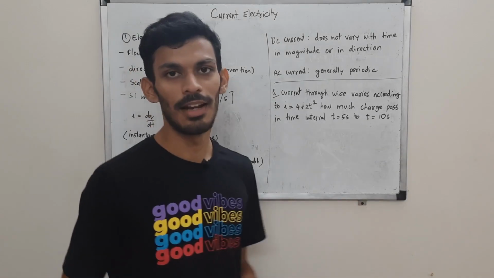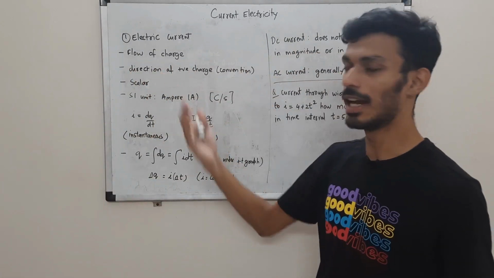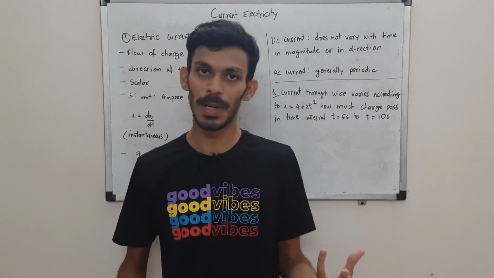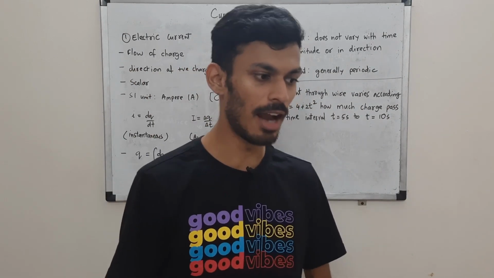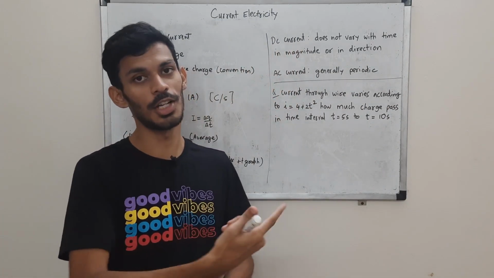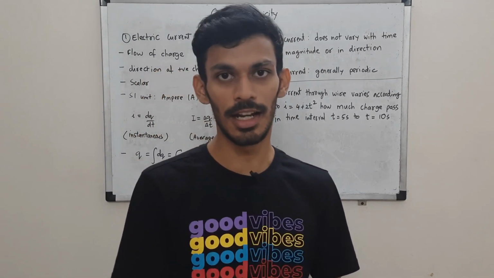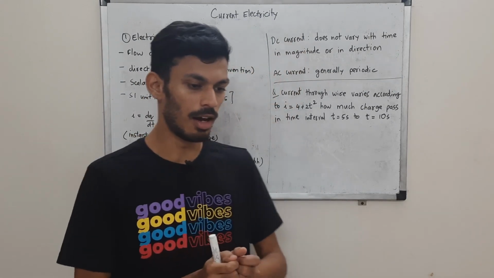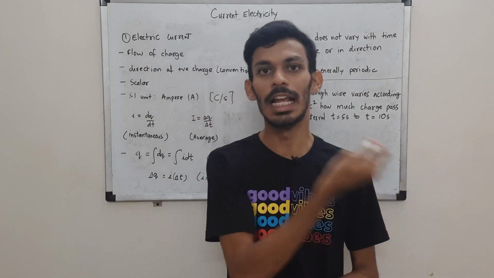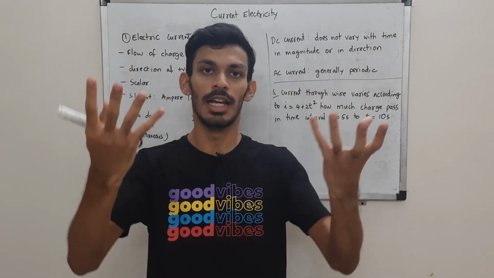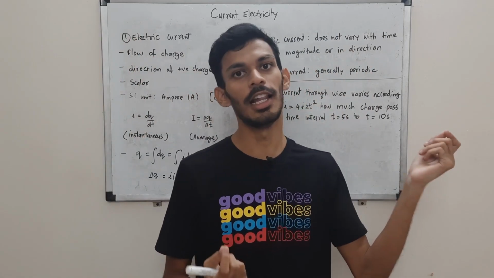So the first topic that we will be dealing with today is electric current. Electric current, as you might know, is basically flow of charge, right? And we choose the direction of the positive charge to be the direction of electric current. Suppose we have applied a voltage across a conductor, electrons will flow, right? So there is an electric field set up in the conductor and electrons will flow.